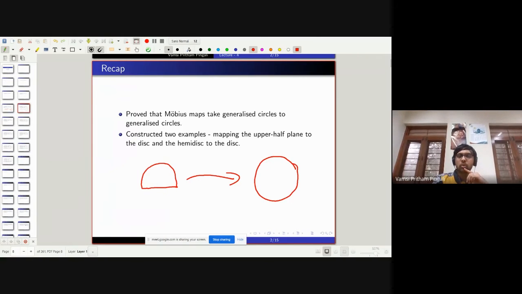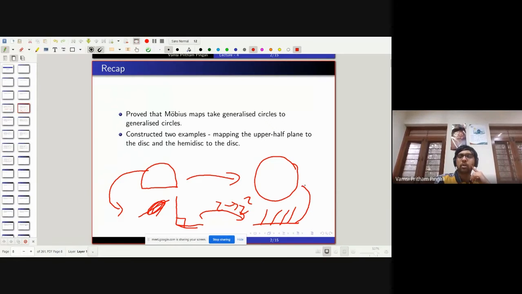How did we do that? The idea is to first map this using a Mobius map to a sector like this. Then use z going to z square to map it to the upper half plane, and then the previous example gives you a map from the upper half plane into the disk.